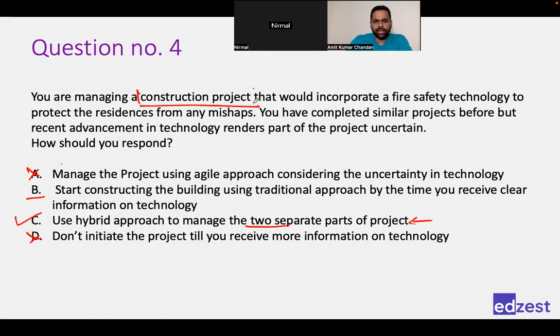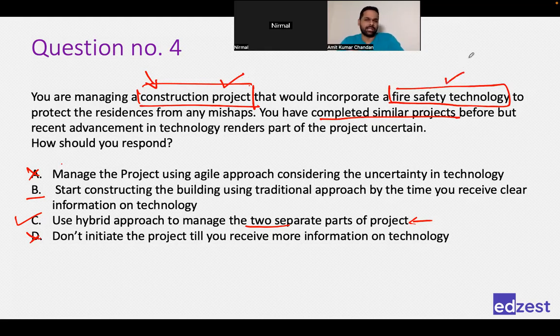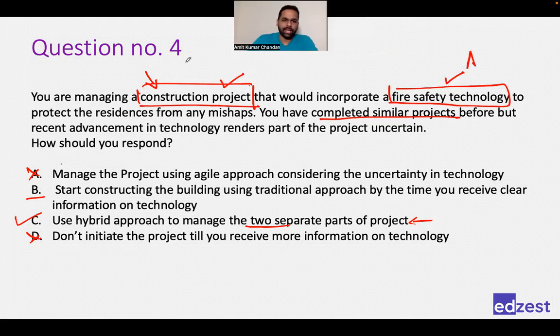Thanks a lot for that. Okay, I probably missed it. So yes, one part is construction of the building, other part is fire safety technology. Okay, and the construction part, we have completed similar projects, which means construction part is something which I've done before. The fire safety technology is something which is uncertain. So this is my agile part, and this is my traditional. Thanks a lot for bringing that up.